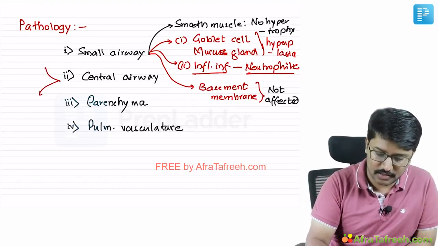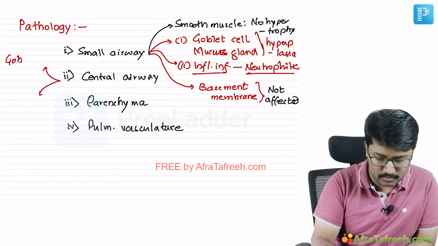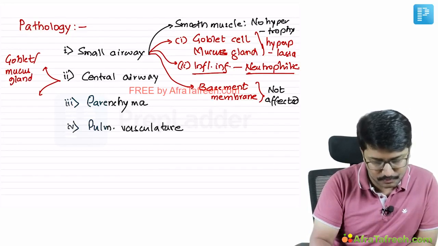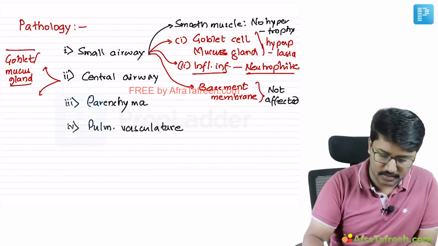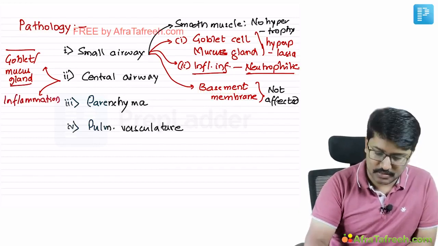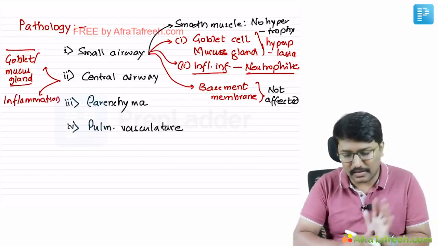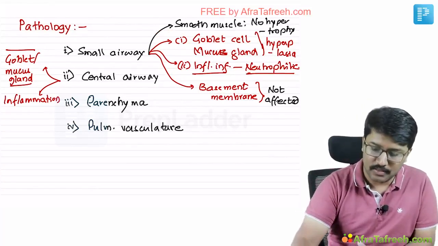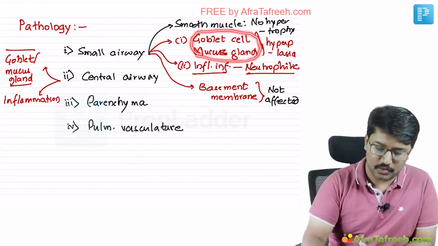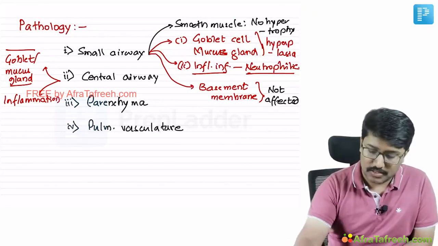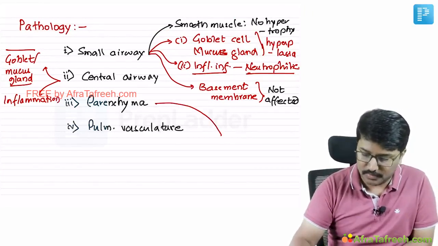Okay. Now what happens in case of central airways? The same thing happens in central airways. Again, there is goblet cell as well as mucus gland hypersecretion or hyperplasia, leading to increased mucus production, and there is also airway inflammation. This increased mucus production is the characteristic finding of what we talk about as chronic bronchitis. So in chronic bronchitis, this is one of the important pathology changes that you will be seeing in small and central airways.